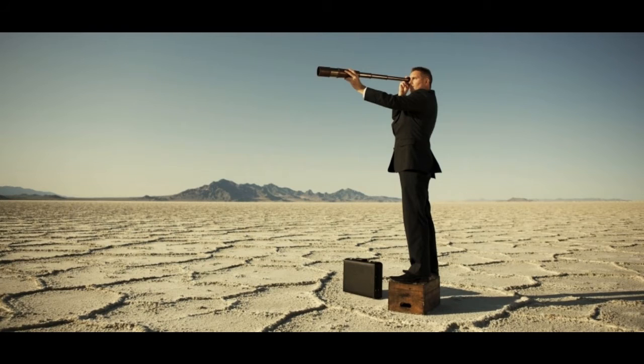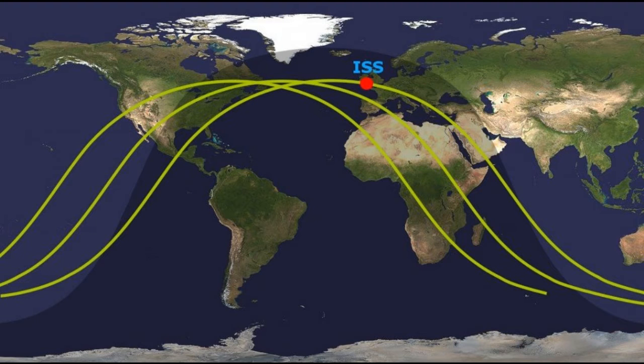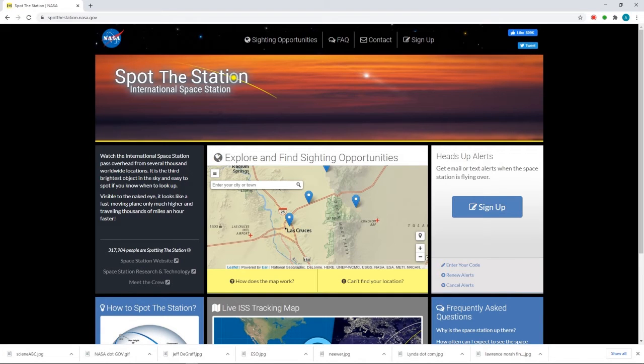To plan your session, you'll need to know when and where to look. Because of the Earth's rotation, the station doesn't pass over the same places on the ground with every orbit, so you'll need to know when it's visible from your location. Luckily, NASA has a handy website called Spot the Station that will help you do just that. Look for a link to the NASA webpage at the end of this video.